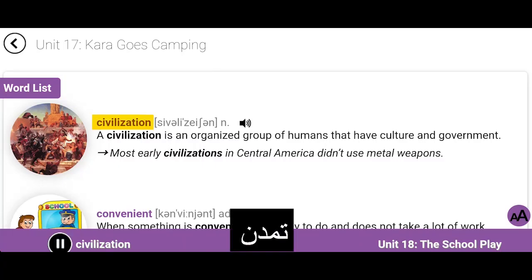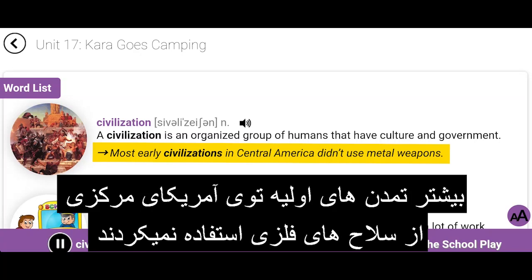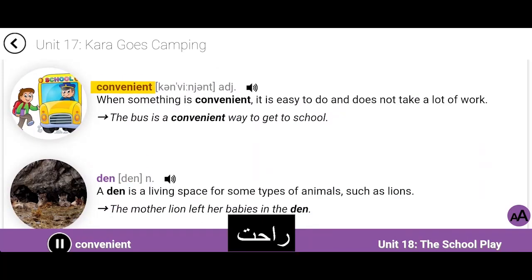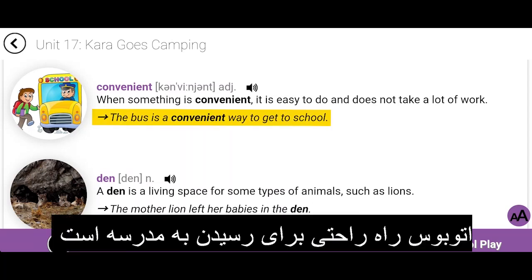Civilization. A civilization is an organized group of humans that have culture and government. Most early civilizations in Central America didn't use metal weapons. Convenient. When something is convenient, it is easy to do and does not take a lot of work. The bus is a convenient way to get to school.